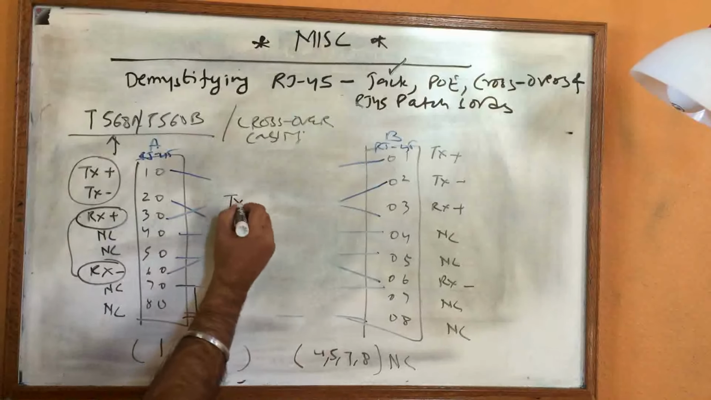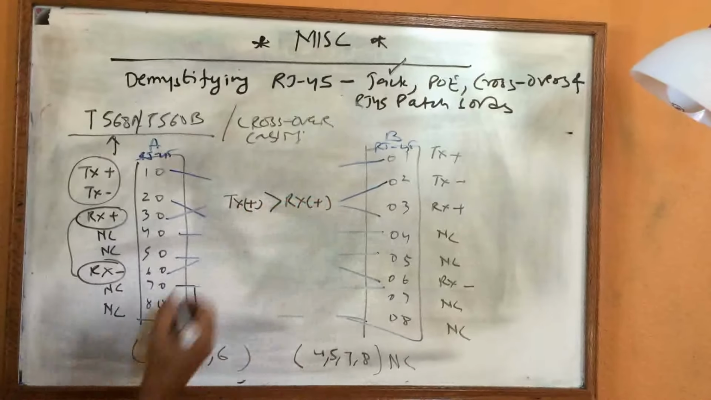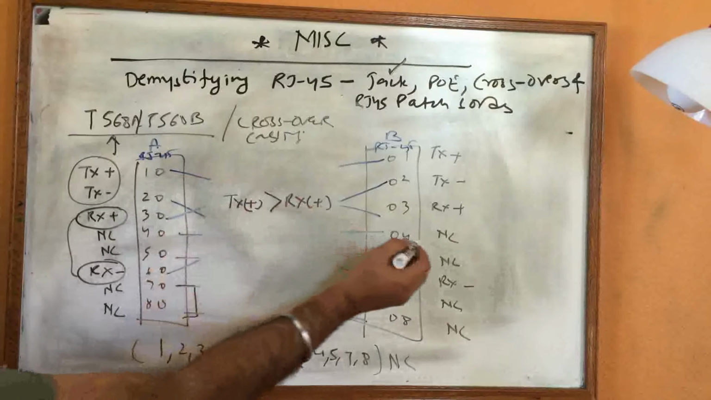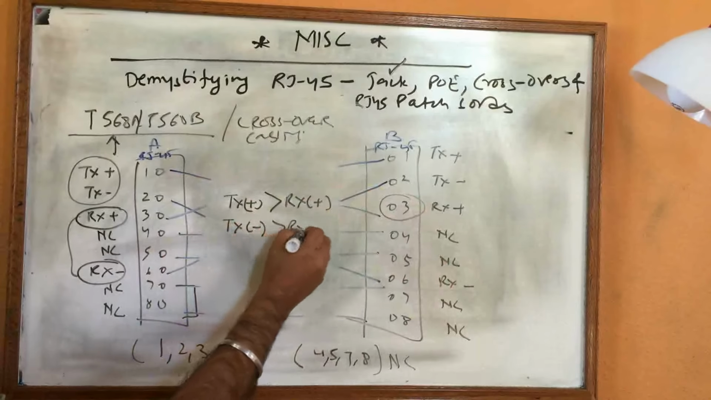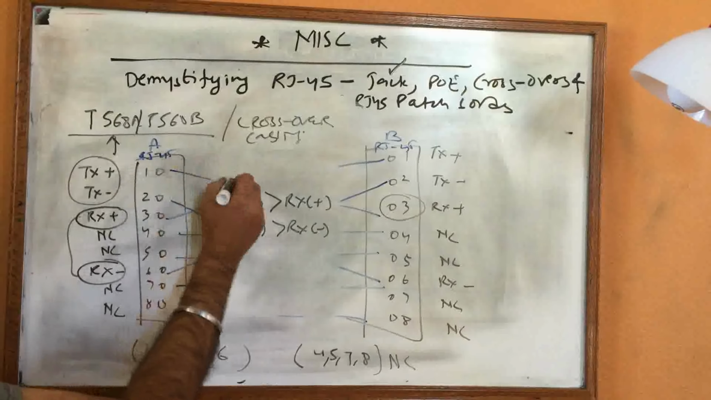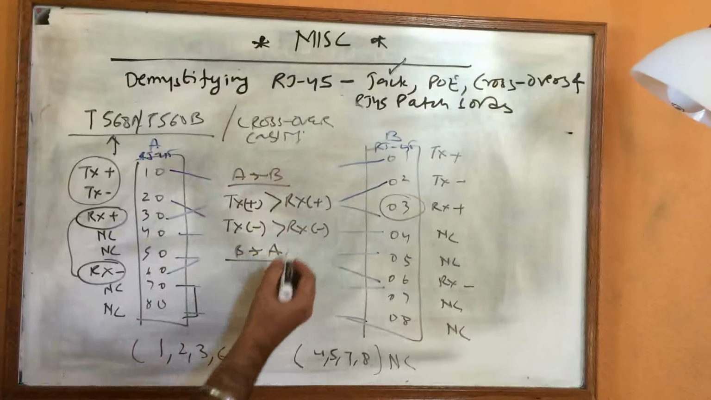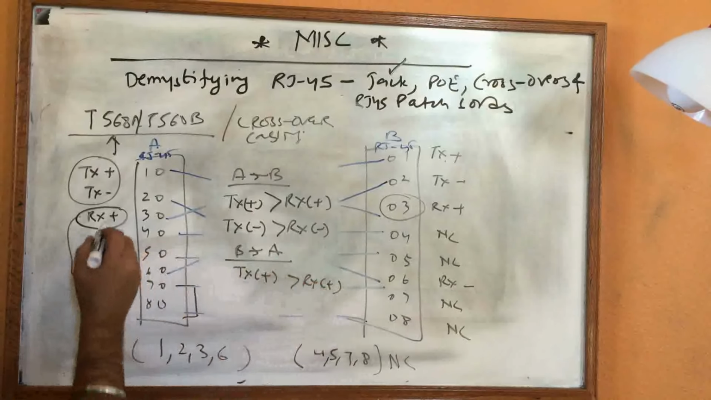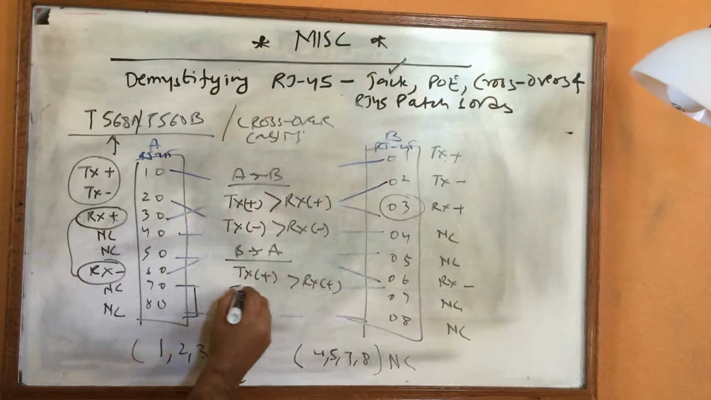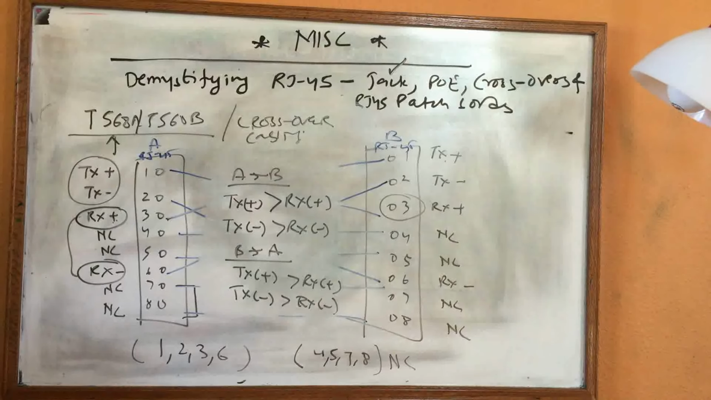If you pay close attention, actually the TX positive is getting mixed up with RX positive. So the TX positive communication is actually going to RX positive here, and the TX negative is actually going to RX negative from A to B. Okay, then B to A is the same thing, right? So TX positive is actually going to RX positive, if you look at this cable, and TX negative is actually going to RX negative. So this is the crossover cable configuration.